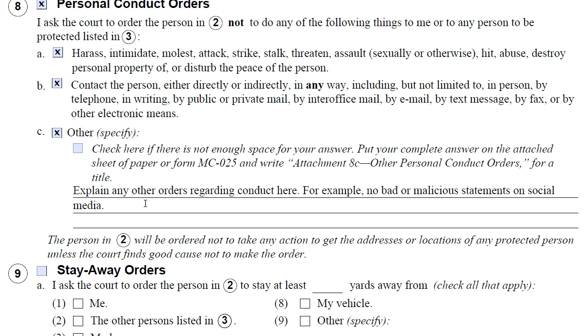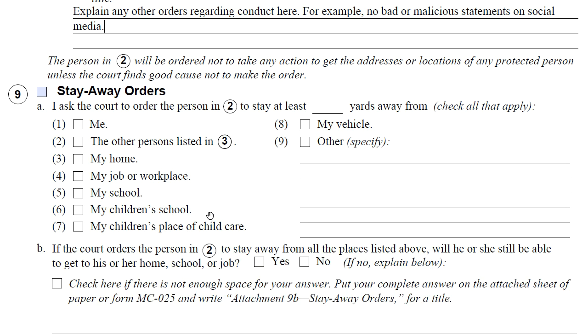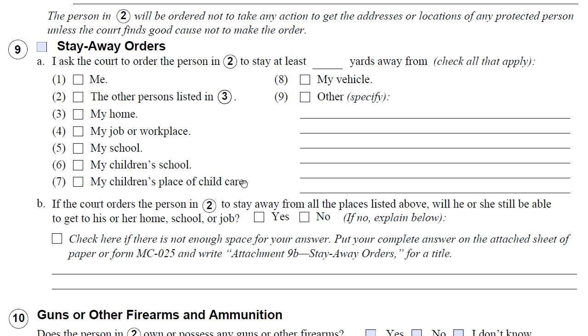So if the other person is being a bully or cyberbully or threatening over the internet, you can ask that they stop doing that, and the judge can order that. Okay, so then the next one is the stay away orders. Oftentimes somebody who is being harassing needs to just be told to stay away. So we'll mark the box for stay away.